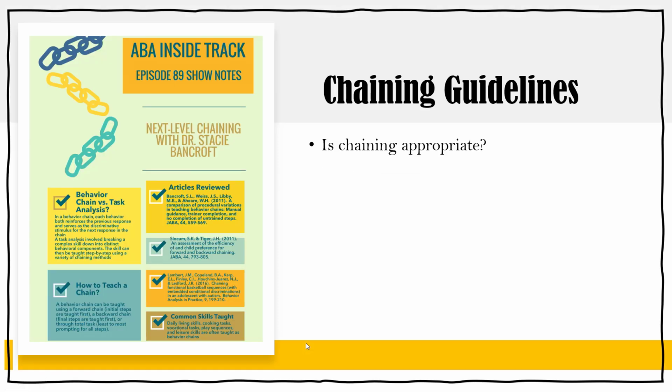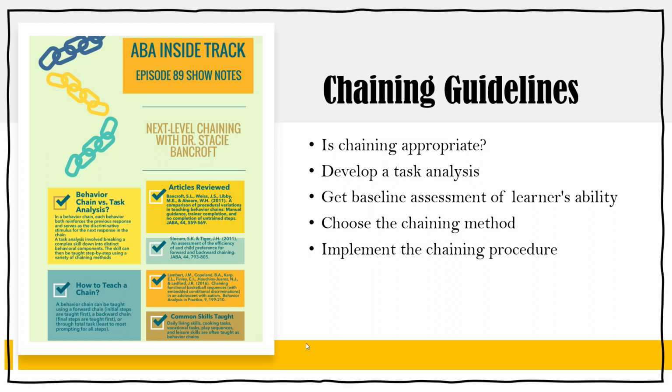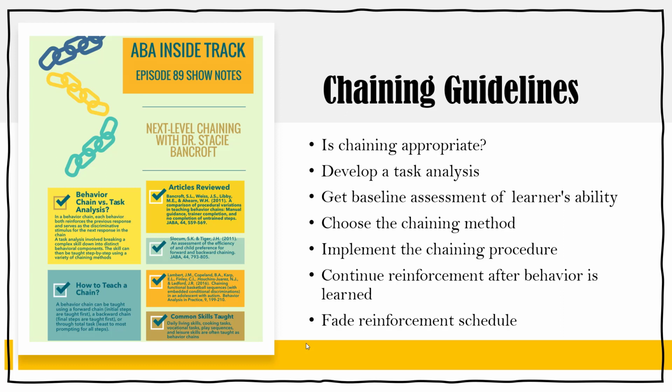All right, some chaining guidelines. You want to make sure that chaining is appropriate. You want to develop that task analysis. You want to make sure you get a baseline assessment of the learner's ability. That's going to tell you what type of strategy you need to engage in and where you need to start in the chain. Choose your training method, implement the training procedure, and then continue to reinforce the behavior after it is learned. And then after the behavior is learned, remember, you want to do a continuous reinforcement schedule until the behavior is really acquired. And then you want to gradually thin out the schedule so that you maintain the behavior.